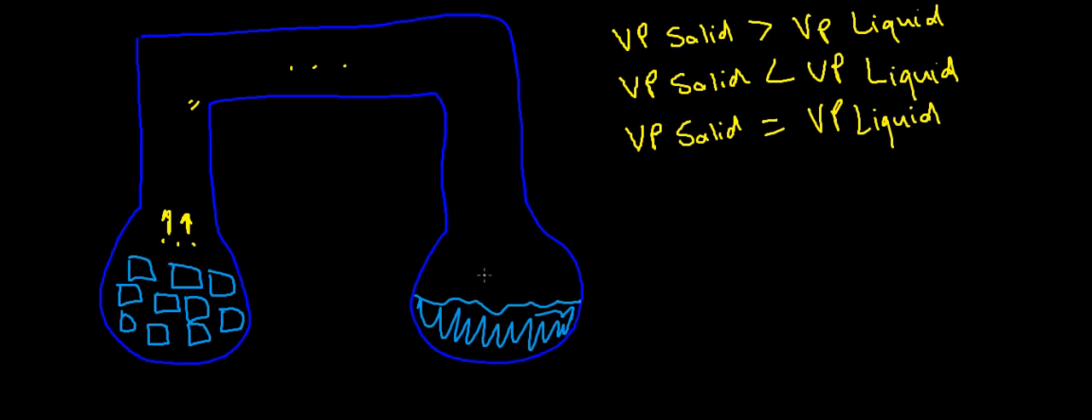If the liquid in the same chamber has a smaller vapor pressure, then what's going to happen is that the ice is going to try to release molecules in order to bring the vapor pressures to an equilibrium with the solid. But at the same time, the liquid, which has a lesser vapor pressure, wants to lower the vapor pressure, so it's going to attract molecules into itself. So over time all of this solid will disappear and end up on the right hand side.